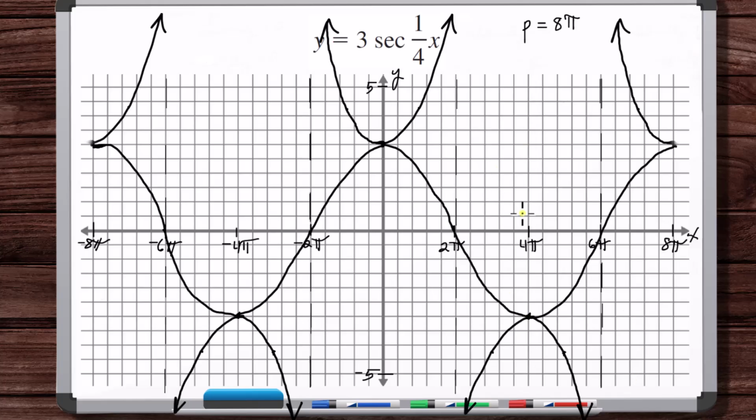All right, so this would be y is equal to 3 cosine 1/4 x. Amplitude 3, period 8 pi, right? It goes through 1 full cycle in 8 pi. So it's pretty cool to note that as well.